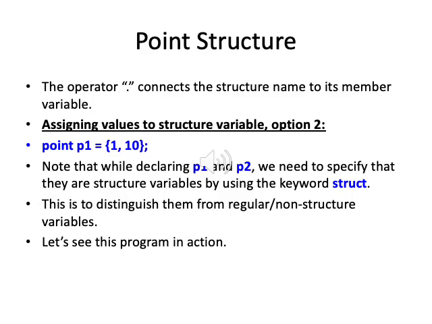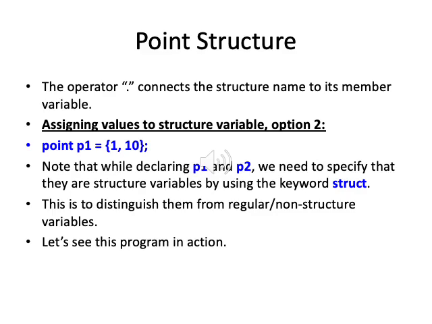Okay, so note that the dot operator connects the structure name to its member variable. So to assign the values to structure variable p1, essentially you want to assign values to both the x and y components of p1, and the way that we do that is p1.x is equal to one value and p1.y is equal to the other value. So that is option 1.